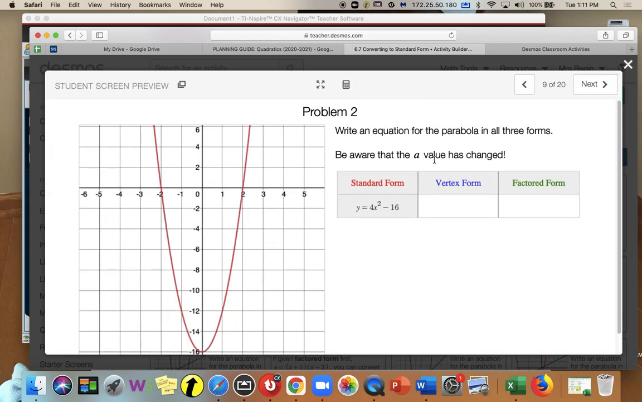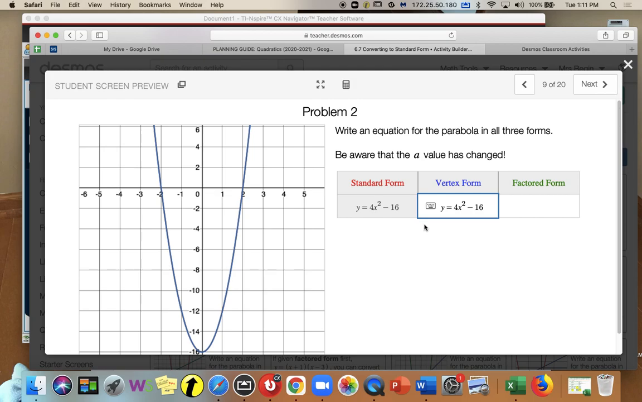Let's do it again. Be aware that the a value has changed. Okay, so vertex form, this is skinnier. It's still a smiley face graph. And it looks like the vertex is at 0, negative 16. So first I'm going to use what I know about the vertex. So it's going to be x squared because it doesn't shift left or right, but it does go down. And I can probably guess, looking at standard form, what the a value is going to be. It's going to be bigger than 1 because it's skinnier. I'll guess 4 because I see the 4 right there.